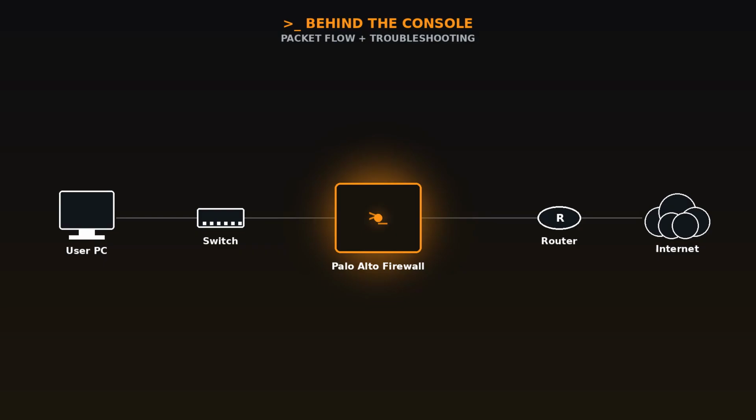The firewall doesn't immediately forward the packet. First, it needs to inspect it. Think of the firewall as a security checkpoint at an airport. Every packet is checked before it's allowed to continue. Let's break down exactly what that inspection looks like.